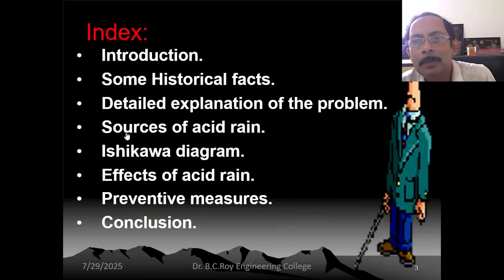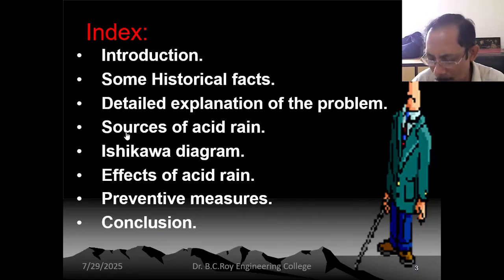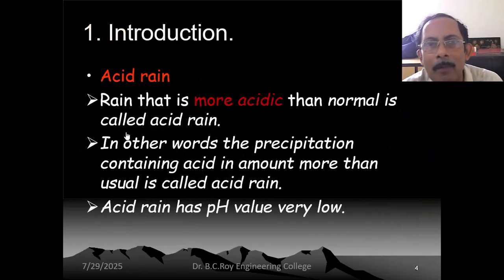Now some different points that we are going to discuss: introduction, some historical facts, detailed explanation of the problem, sources of acid rain, and so on. Let's go ahead one by one.